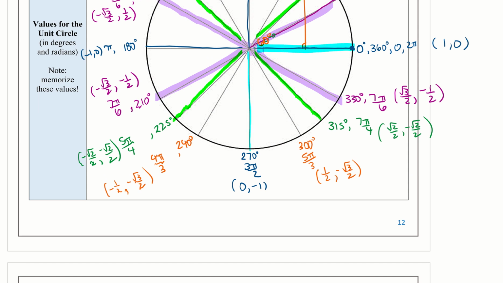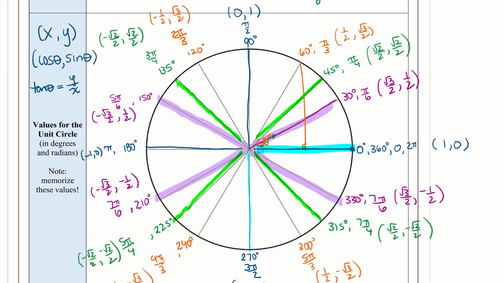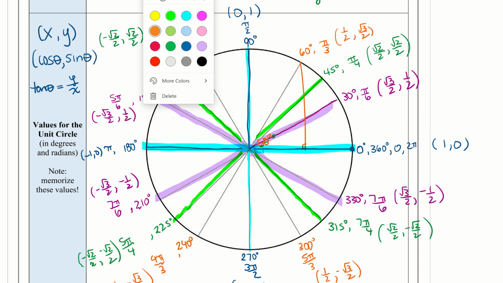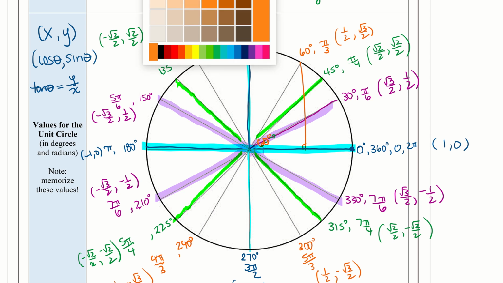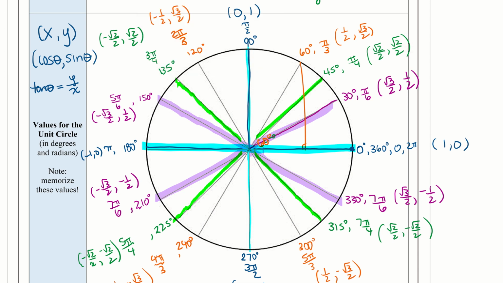So all of these blue have a 0 or a 1. Be careful with those. In some ways they're the easiest, and in some ways they're the hardest. It's just kind of an interesting way to think about it. And then again, all of these orange ones use the same values, just with different signs.